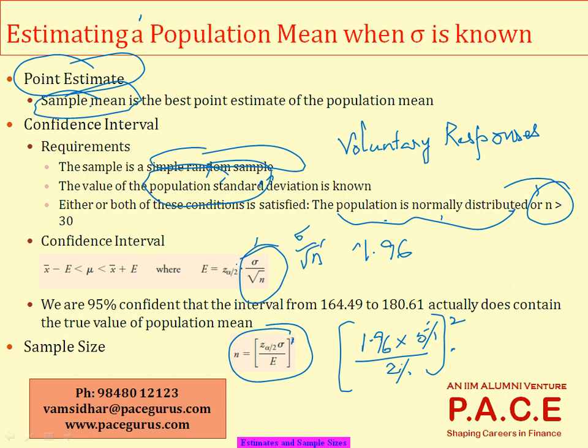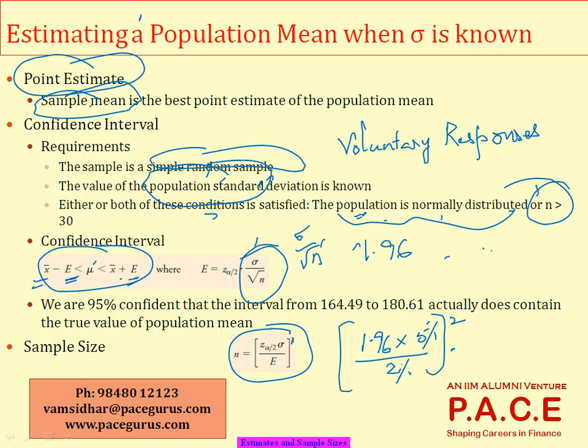There we have used root pq by n in case of proportions, whereas in case of mean estimation, we use sigma by root n. So our margin of error directly becomes z times sigma by root n, the critical value corresponding to the confidence interval times sigma by root n, which means our confidence interval comes out as the sample mean minus the margin of error to the sample mean plus the margin of error.